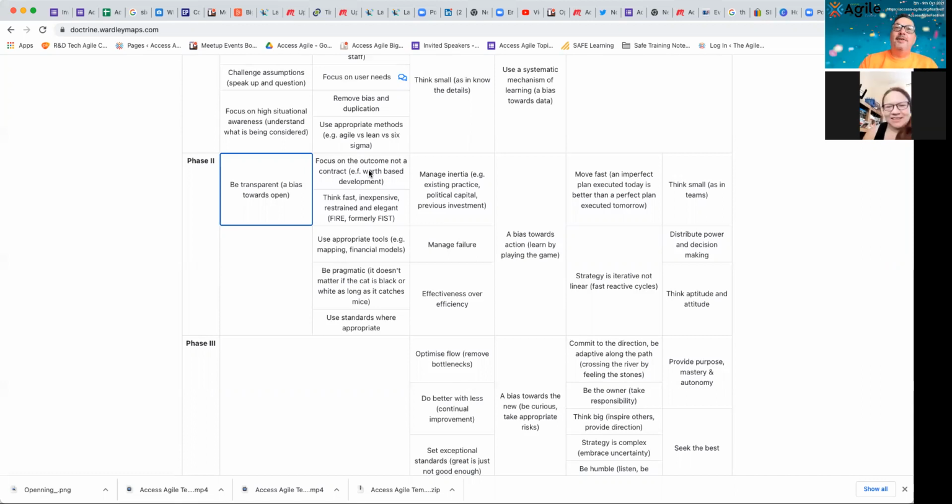Again, perfect's the enemy. Use standards where appropriate, and I think we'll get some guardrails in there as well. Moving from February to October, we didn't take any guardrails across. In fact, I don't even think we copied the old principles onto the new website. So, manage inertia, and we've got a lot of people inertia, which has been fascinating to look at. Manage failure, effectiveness over efficiency, and a bias towards action.